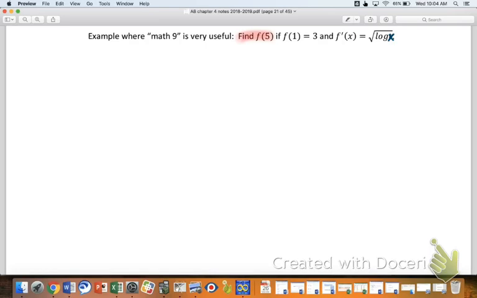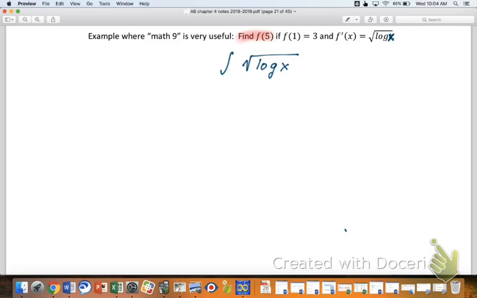You're going to have to do an antiderivative, right? And so here's what I would propose. I would say, let's do this. Let's say integral of root log x, because that's the integral of f prime, which should give us information about f. And I'm going to put some limits of integration on this too.